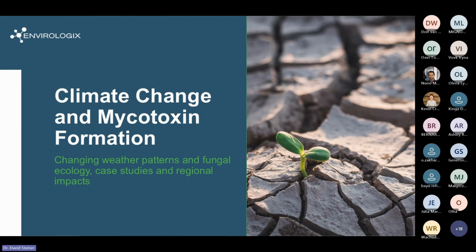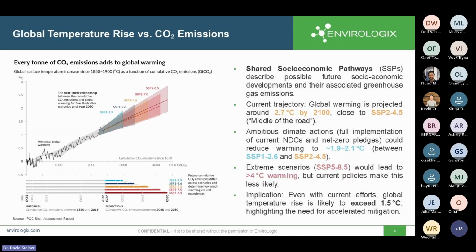Today, we will dive a little bit deeper into this topic and look at how rising temperatures and also changing rainfall patterns will influence the fungal contamination in our crops. So climate change is not just an environmental issue. It directly affects crops and also the toxins they may carry. Rising temperatures, shifting rainfall, and also more extremes create conditions that favor fungal growth and also toxin production.